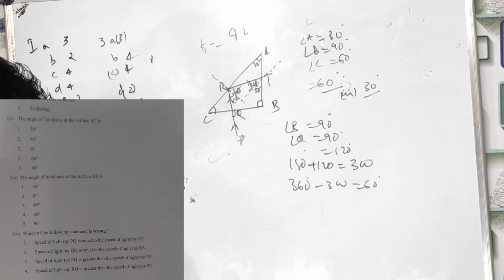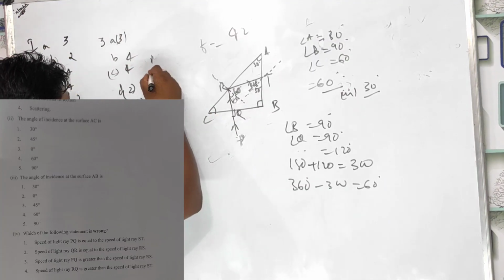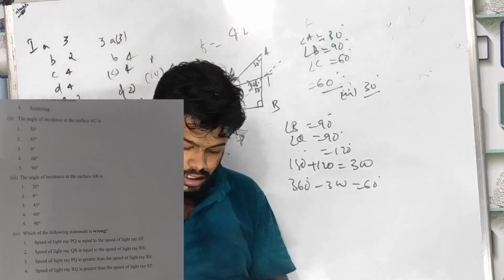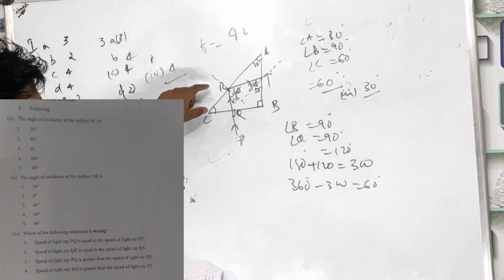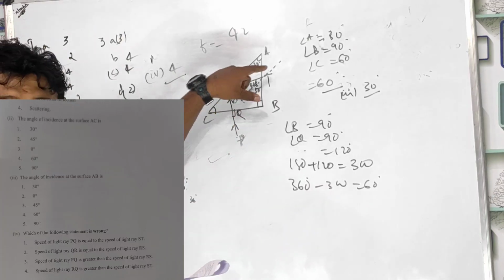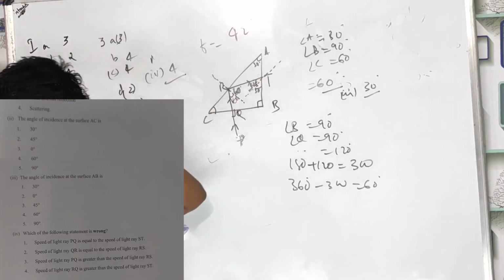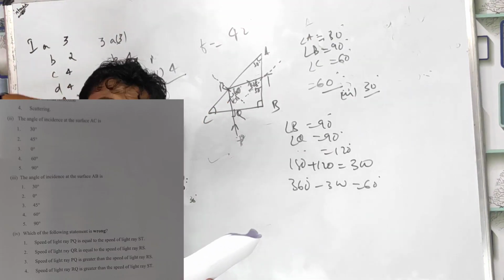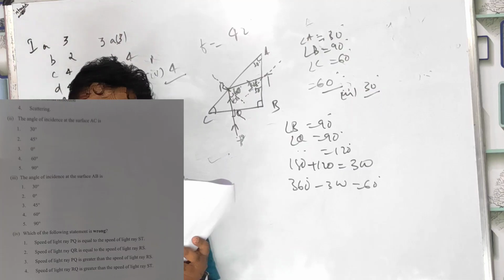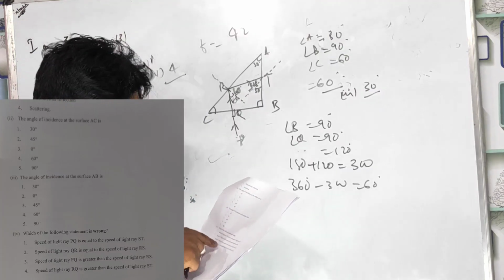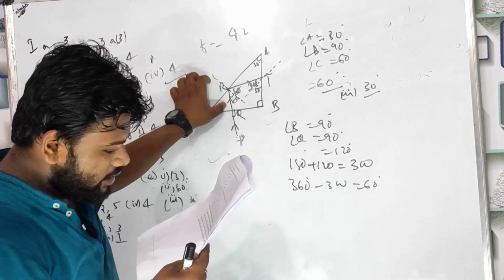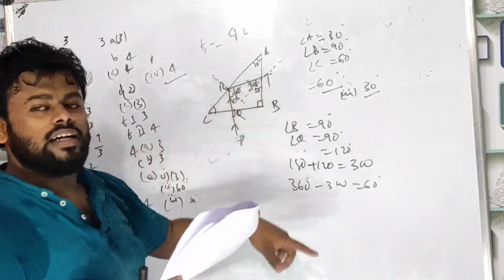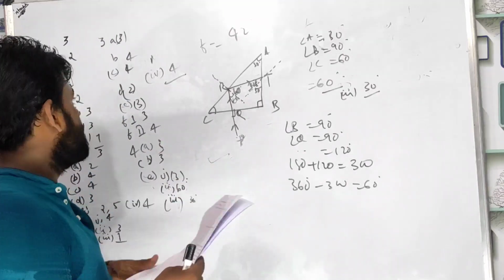So option number 4 is correct. Because see, the speed of the light in RQ, inside the glass, is the same speed. The speed of the light in RQ being greater than the speed of ST: it will be equal, not greater. So option 4 is correct.